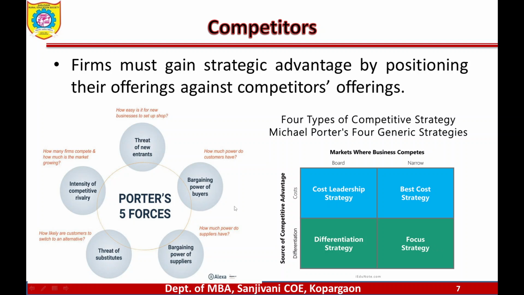They can use cost leadership strategies, best cost strategies, differentiation strategies, and focus strategies, so they can win against the competitors. They can also go with an understanding of Porter's five forces: how easy is it for a new business to set up shop, the threat of new entrants; how much power customers have, the bargaining power of buyers; then the bargaining power of suppliers; then the threat of substitutes, how likely customers are to switch to an alternative; and the intensity of competitive rivalry. So how many firms compete and how much is the market growing.